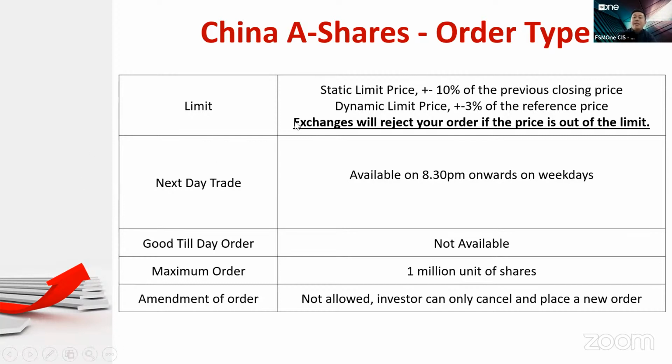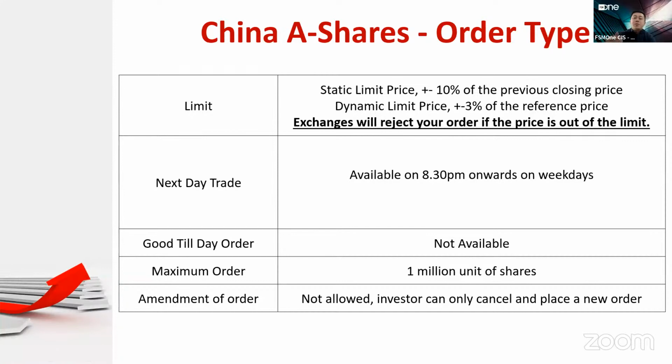Under the dynamic limit price, it is rather tight because you cannot place more than 3% above or below the reference price. Reference price means the live price traded in the exchange at that particular moment. If the company is traded at 10 CNY, then you cannot place more than 3% above or below. If you place an order outside the static limit or the dynamic limit, the exchange will reject your order.